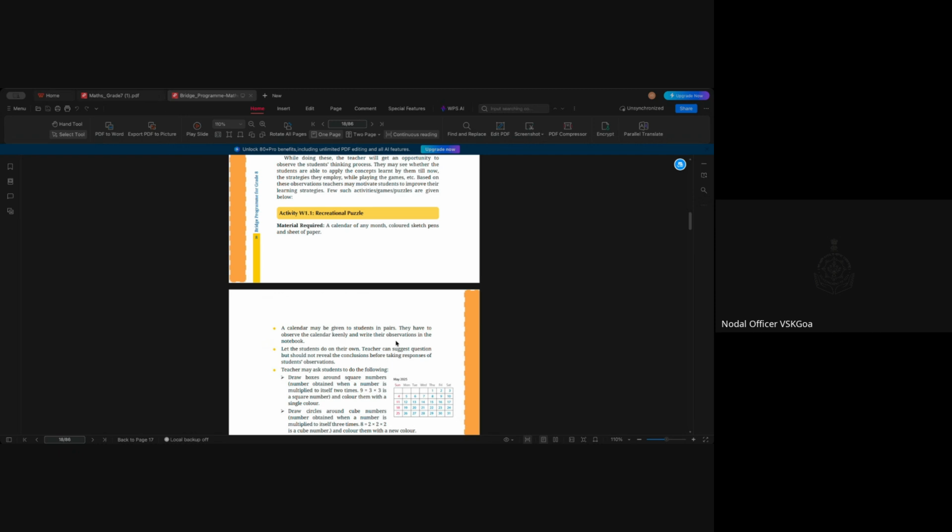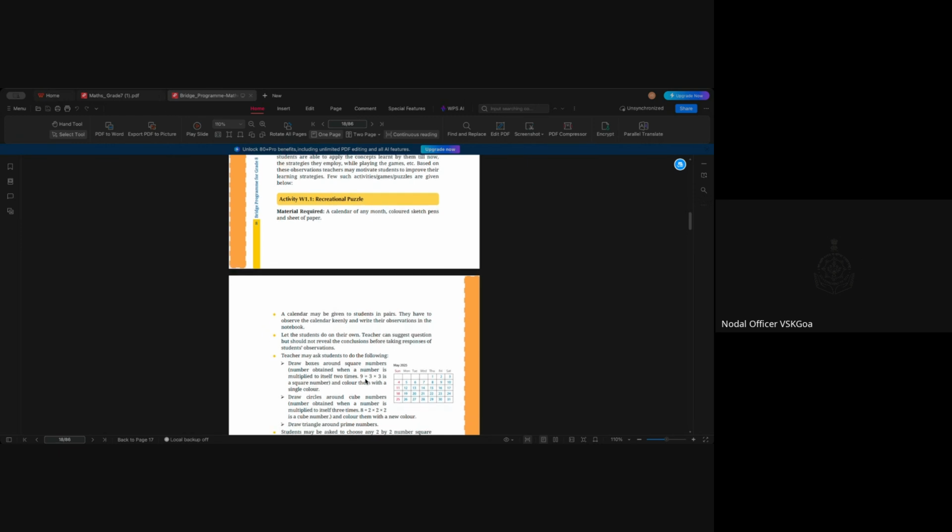Just to save the time, and as you know, the first impression remains as the last impression. So if we show our preparedness by keeping our materials and all the requirements ready with us, and if we go in the class, then obviously the first impression will remain a good impression at the end. Now, what this activity says, the required material here is a calendar of any year, color sketch pens, and here see, a sheet of paper. So these materials you have to keep ready.